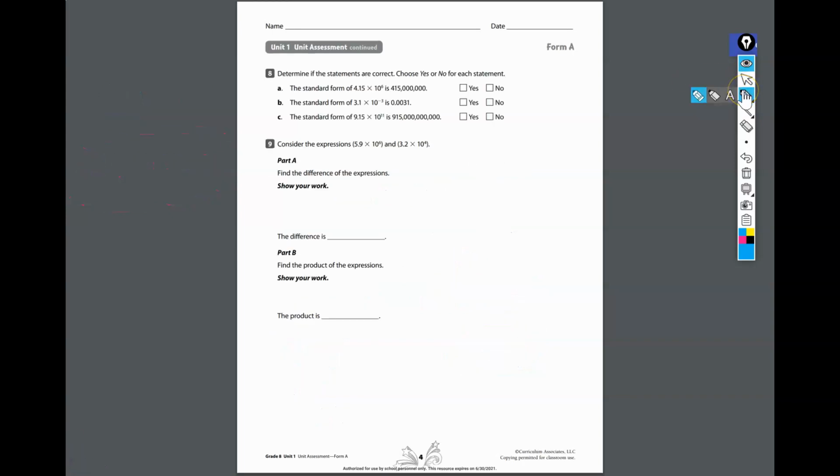Number 8, determine if the statements are correct. Choose yes or no for each statement. The standard form of 4.15 times 10 to the 6th is the following: 415 million. Let's check. If I took 4.15 and converted that into standard notation, that 6 means it's positive, so I would move this decimal 6 places to the right. That would be 1, that would be 2. I would need 4 more zeros. Looks like I have 6 zeros.